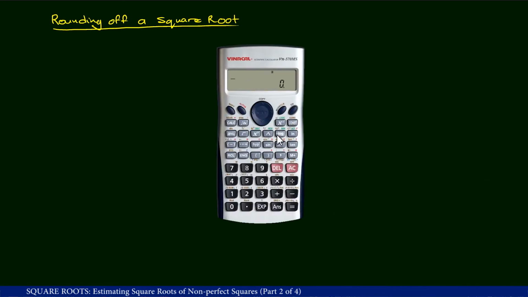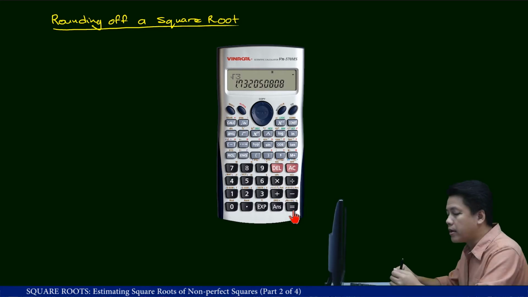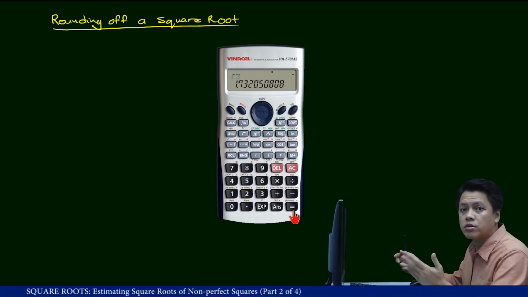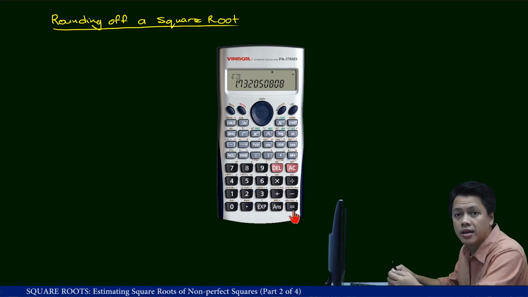Okay, this is my calculator. Square root of 3 is equal to 1.7320500808. And my calculator displays up to 9 decimal places for square root of 3. And why does it limit to 9? Because that is all the range or the space that my calculator screen has to display the result of square root of 3.